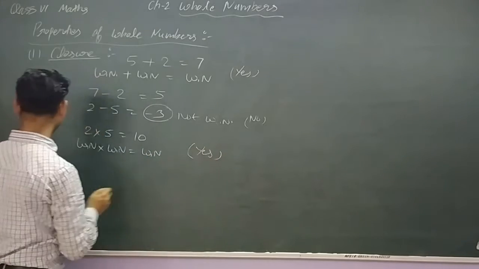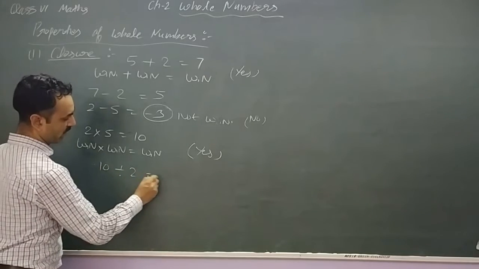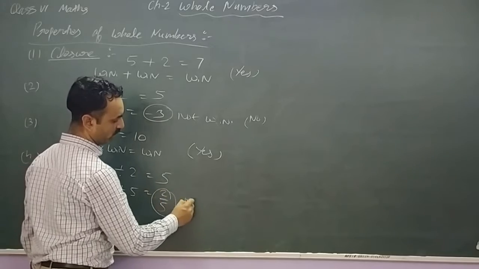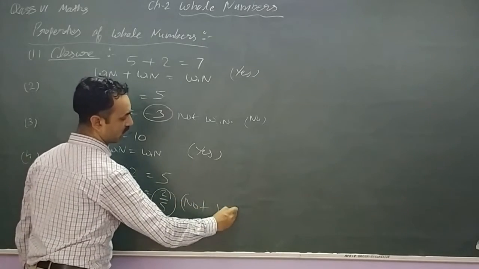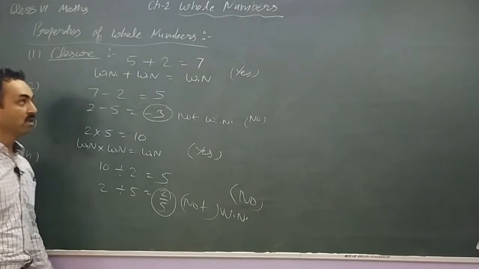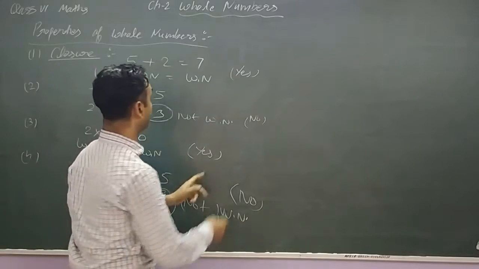So whole number multiplied by whole number equals a whole number. Now we understand for division. 10 divided by 2 is 5. But 2 divided by 5 is 2 upon 5, and 2 upon 5 is not a whole number. So it is not applicable. So you see here, the closure property is only applicable for addition and multiplication.